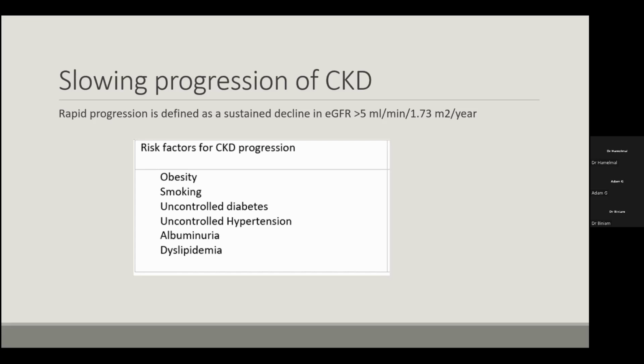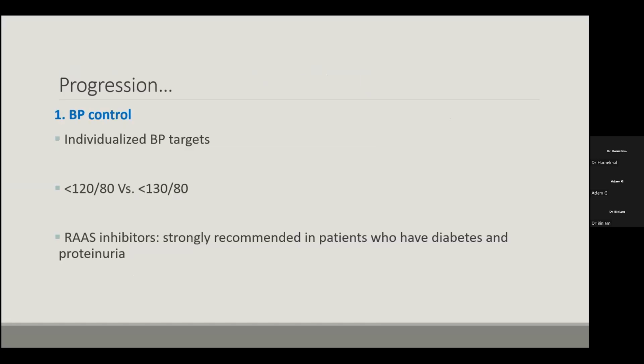So risk factors for CKD progression are obesity. Obesity is a very important risk factor. Smoking, uncontrolled diabetes, uncontrolled hypertension, albuminuria, dyslipidemia. So all these things should be addressed to slow the progression of CKD. These are the risk factors, but there are also other risk factors like age, AKI, and other things we'll discuss.